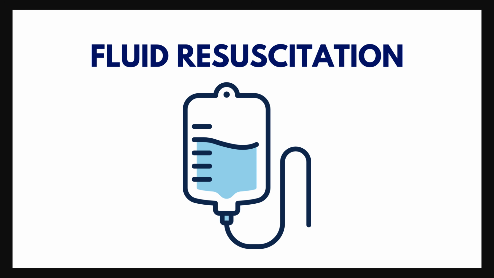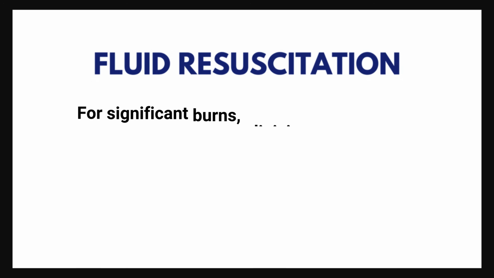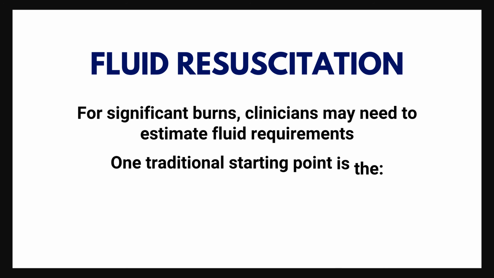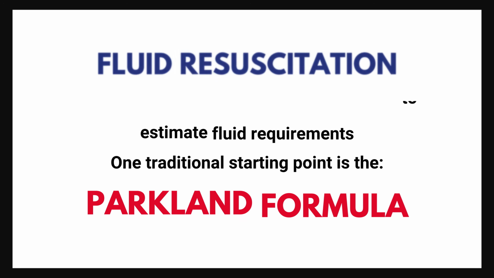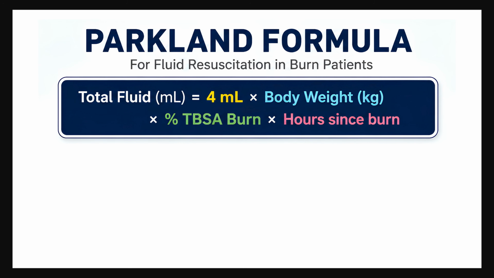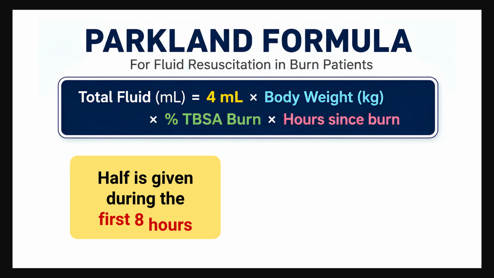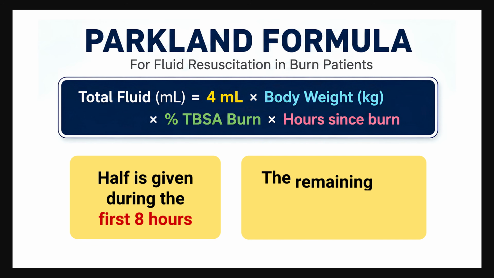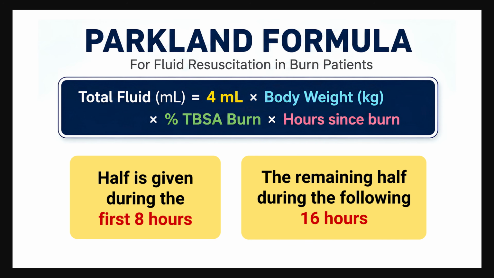Now let's connect everything we've learned. For significant burns, clinicians may need to estimate fluid requirements. One traditional starting point is the Parkland formula. The classic formula is 4 milliliters times body weight in kilograms times percentage TBSA burned. The calculated volume is traditionally divided so that half is given during the first 8 hours and the remaining half during the following 16 hours.